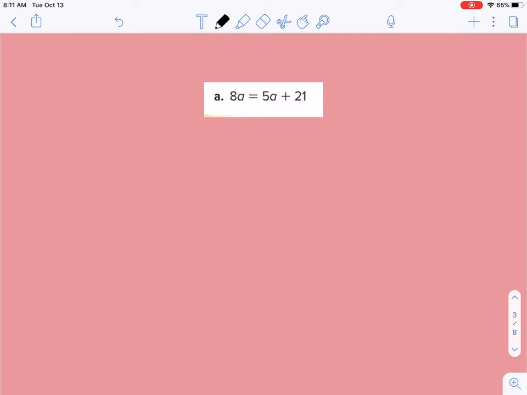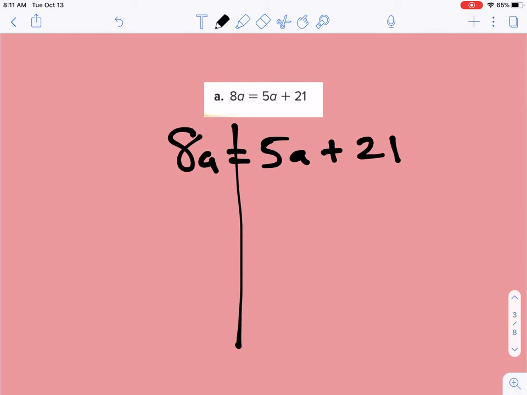All right, now let's look at this one. So I want you to try this one on your own. So pause the video and then come on back. Okay, so let's take a look at this. Let's put up our fence. I have variables on each side. If I look at them, the 8 is larger than the 5, so I'm going to move my 5 over to the side where there's more of it. So we're going to subtract 5a from both sides, cancels out over here and leaves you with 21.